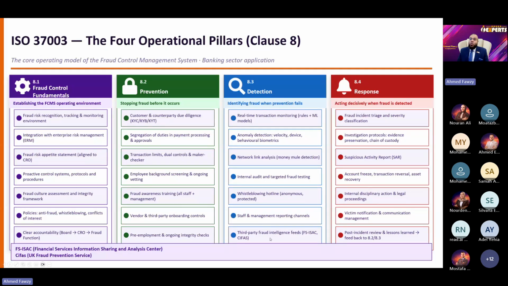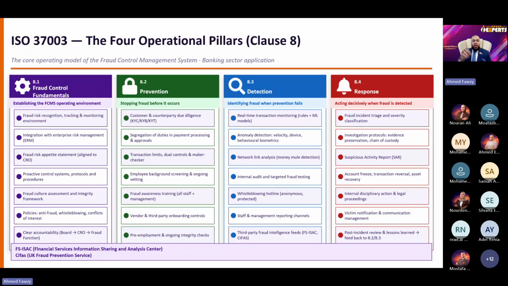In addition to that, remember that we have certain organizations like the Financial Service Information Sharing and Analysis Center, and also CIFAS, the UK Fraud Prevention Service. They may support you, or ask you, if you exist in the UK, to make a report in case of fraud. And this applies in a lot of countries, by the way. The response, the fourth pillar here, is that you have to have fraud incident triage.